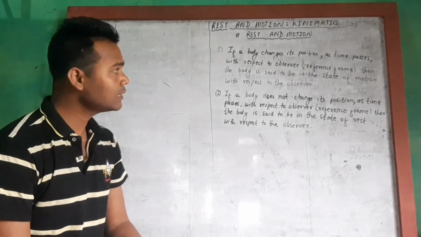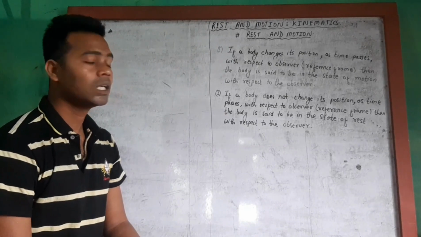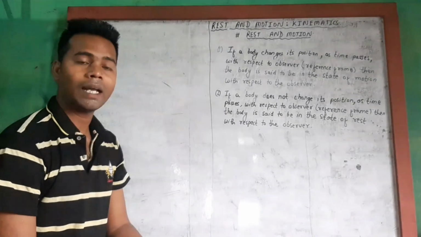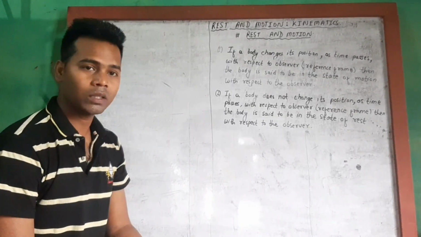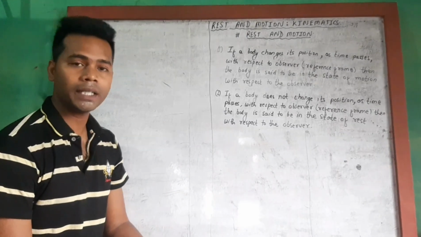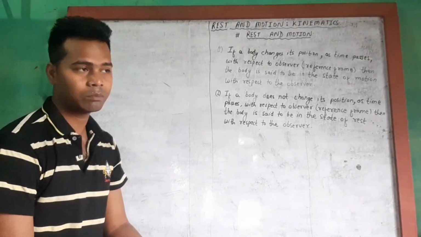That's why before defining the terms rest and motion, we have to specify the observer, and then and only then can we define the terms rest and motion. That is, rest and motion are totally dependent on the observer. These rest and motion are relative terms.